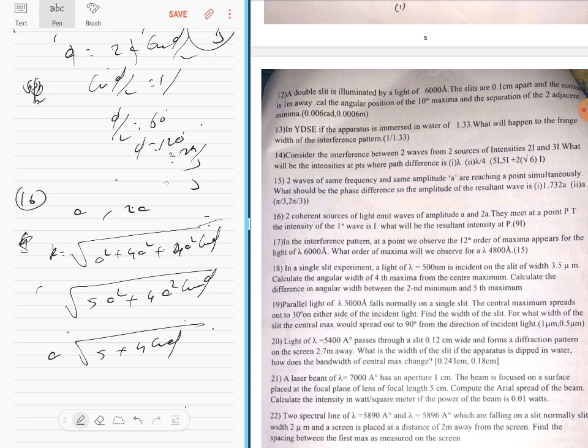Because they're not asking for R maximum, R minimum, I maximum, I minimum. What will be the resultant intensity at that point P? Waves of amplitude A and 2A meet at a point. Prove that the intensity of the first wave is I.